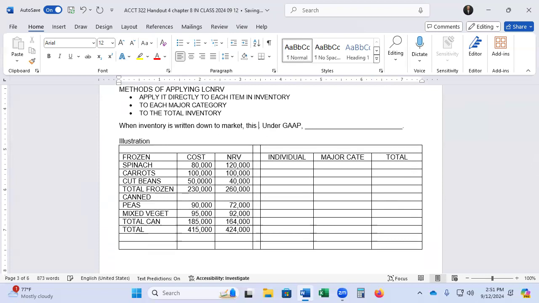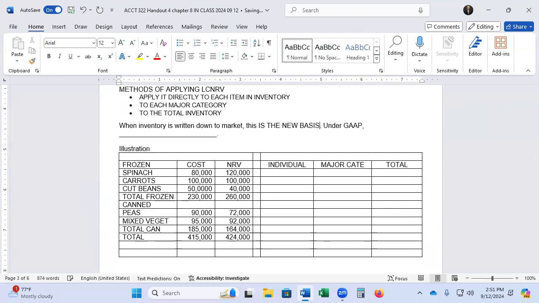Okay, when inventory is written down to market, this is the new basis for inventory. Under GAAP, inventory that is written down cannot be written back up. Is that really a problem?